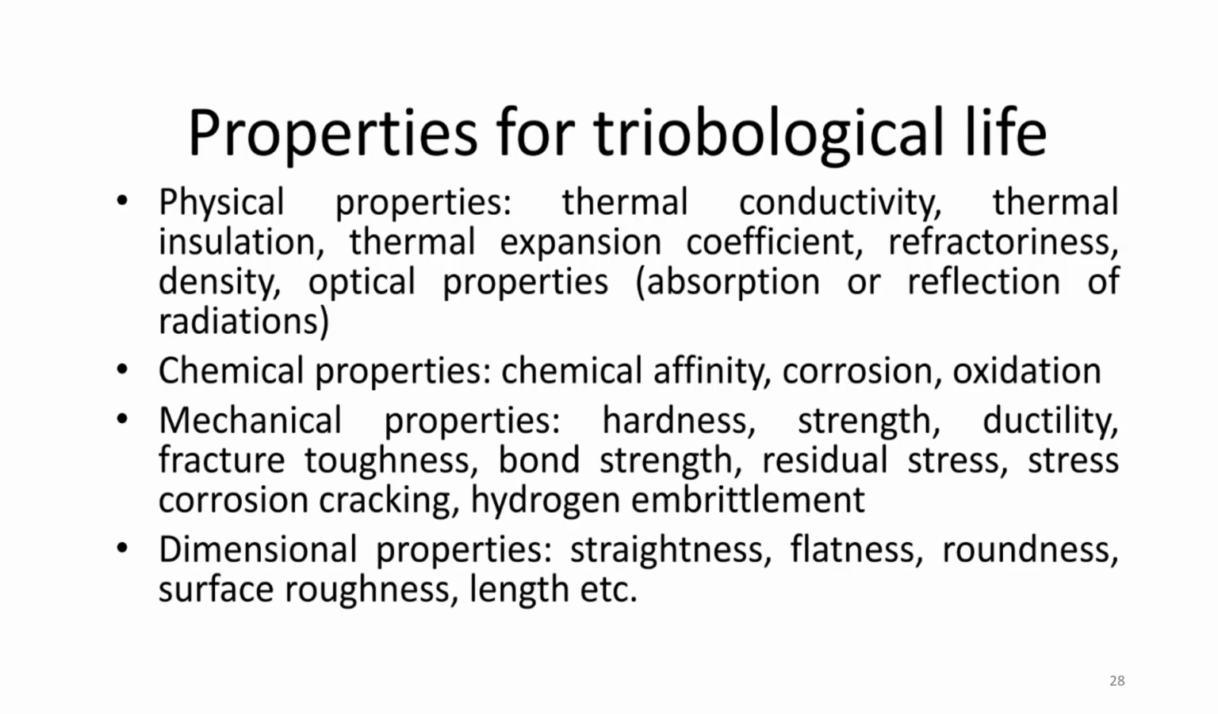In case of mechanical properties: hardness, strength, ductility, fracture toughness, bond strength, residual stress, corrosion, cracking, hydrogen embrittlement. And in case of dimensional properties, you have straightness, flatness, roundness, surface roughness and length, etc. These properties are altered.